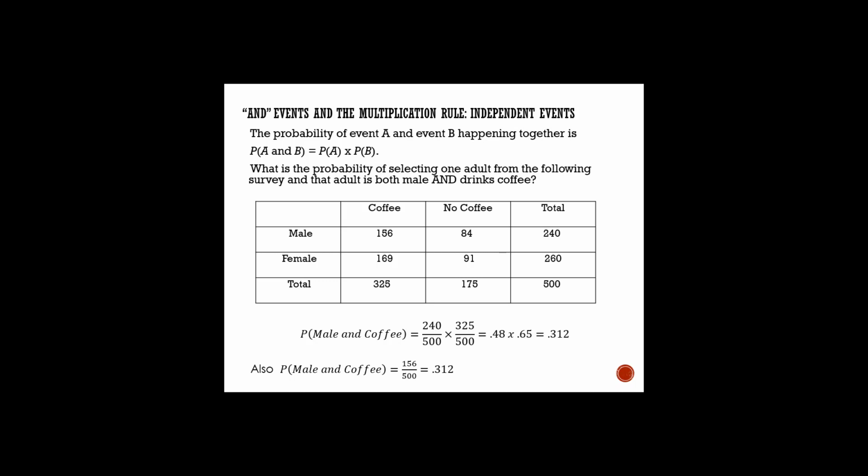Now remember, this is the multiplication rule for independent events. I told you it was going to matter if your events were dependent or independent later on. This multiplication rule, this formula, is simply for independent events. Simple probability, the probability of A times the probability of B, is only if the events are not dependent on each other.